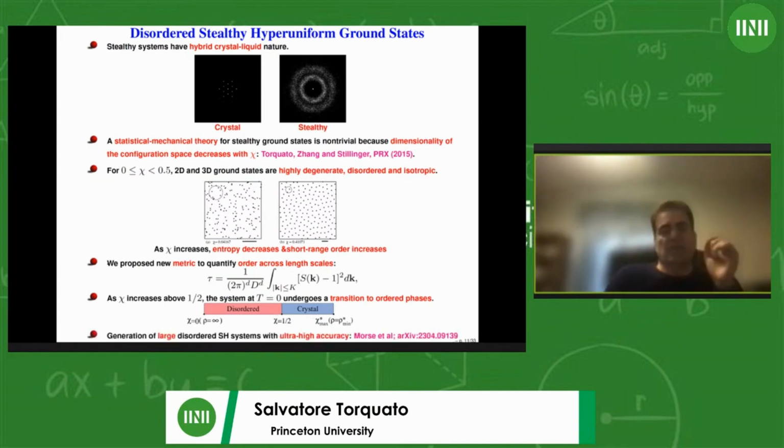Now, I don't have time to tell you, but we actually have written a paper that's posted on the archive with a postdoc, Peter Morse, and Paul Steinhardt and company, to create now extremely large stealthy systems, because there was a stumbling block in our previous techniques, which we have overcome. And you can now get down to 10 to the minus 55 with hundreds of thousands of particles. So if you're interested in learning more about that, you can go to the archive.